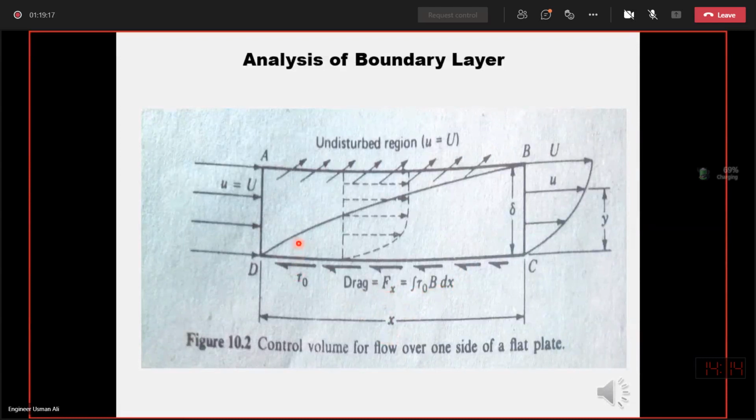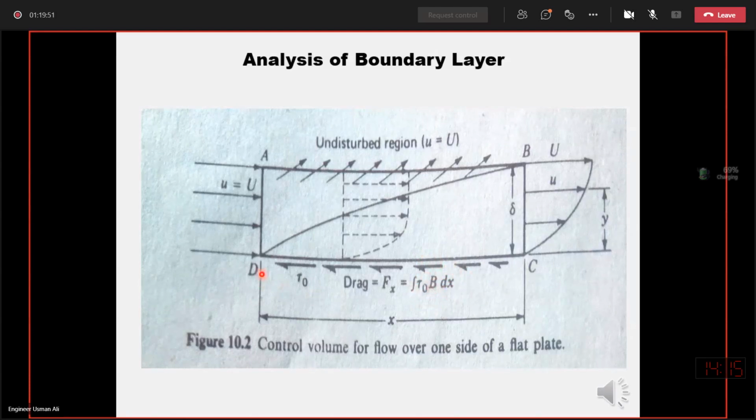So at any point along the distance x from the leading edge, the drag force is given by tau naught into B into dx. Tau naught is the shearing stress, B is the width of the plate on which this fluid is moving, and dx is the differential distance along the distance x. Basically, tau naught is the shearing stress multiplied by the area in shear, or area in contact between fluid and the plate, that is B into dx. So this is the shearing force or the drag force which is developed.